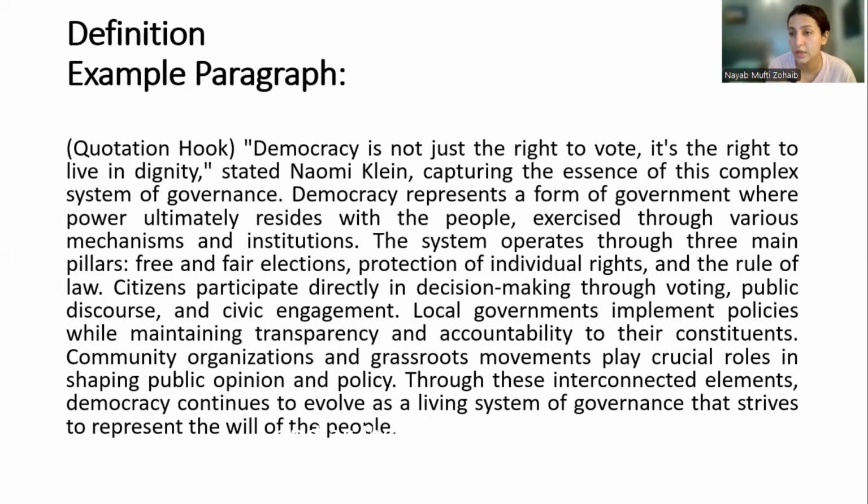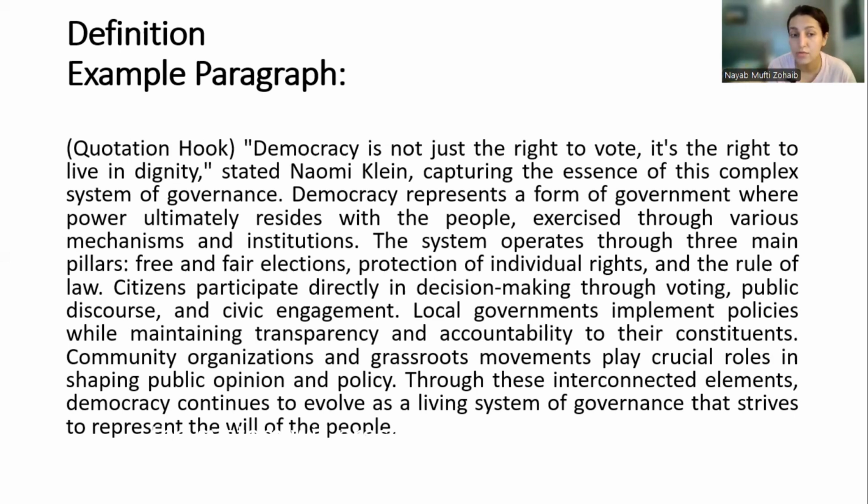And as I've told you earlier, quotation is always in inverted commas because we're quoting something as it is. उसके बाद I'm just giving information because it's an expository writing, so our tone will be very neutral, unbiased. Democracy represents a form of government where power ultimately resides with the people, exercised through various mechanisms and institutions. This is our main idea.